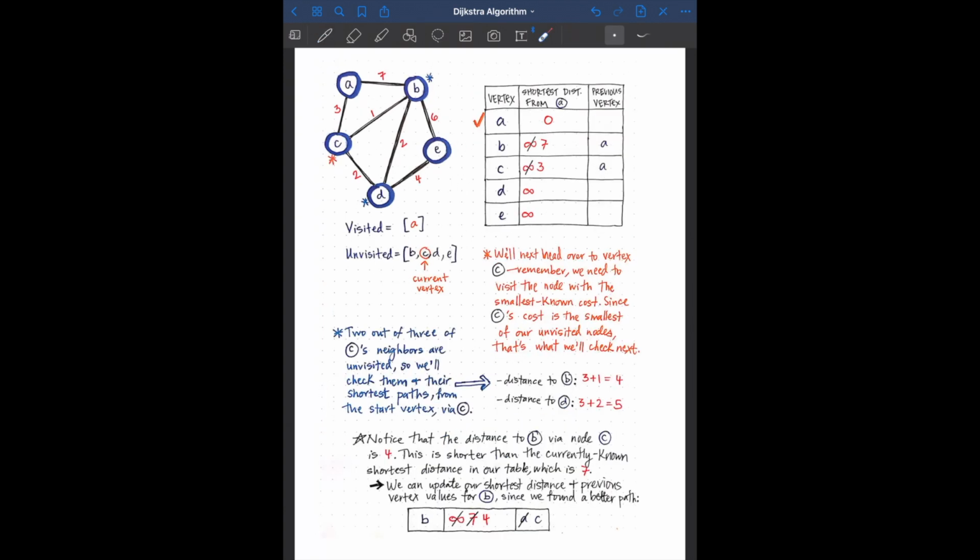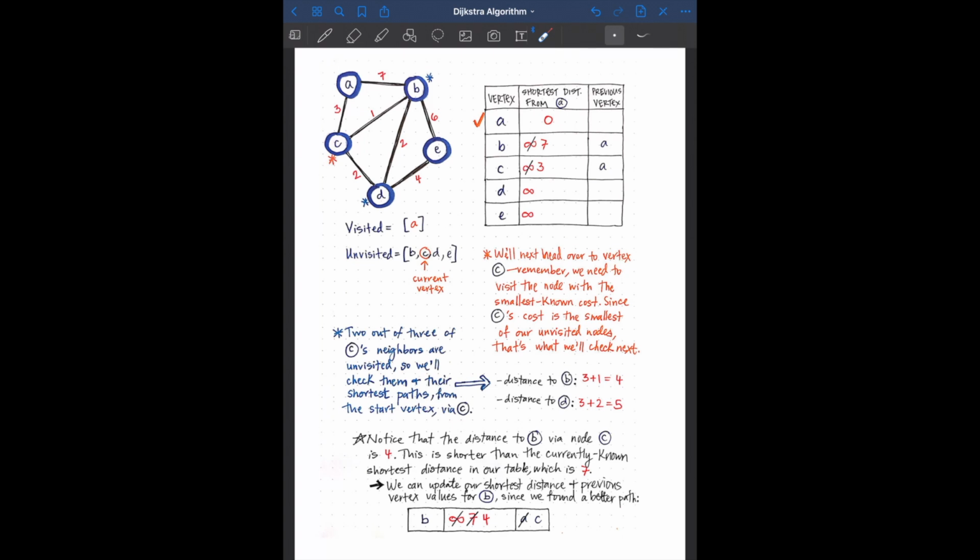Now from the table, we will see the next vertex which has the smallest distance. As we can see, we will next head over to vertex C. Remember, we need to visit a node with the smallest known cost. Since C's cost is the smallest of our unvisited nodes, that's what we'll check next. As we can see, 2 out of 3 of C's neighbors are unvisited. That is B and D. A is visited. So we will check the shortest path from the vertex via C.